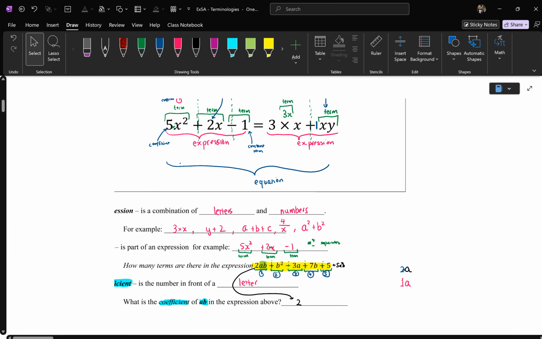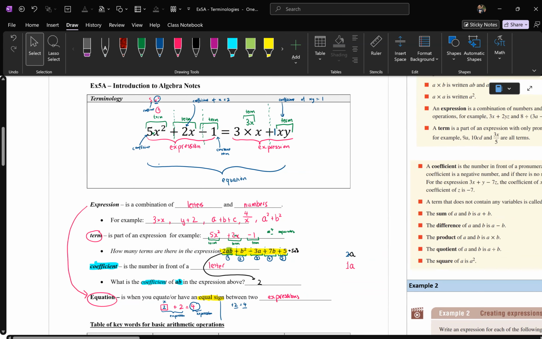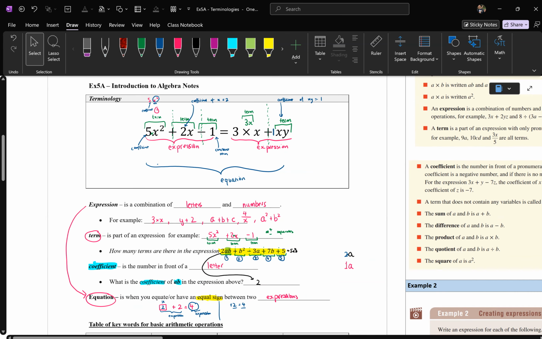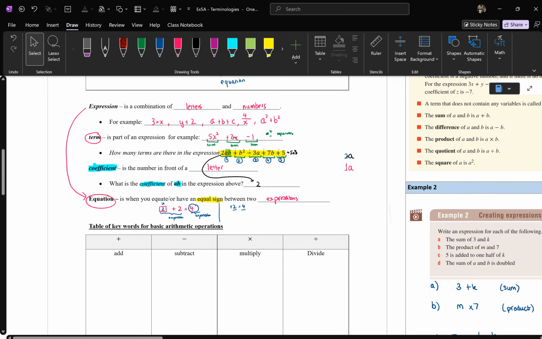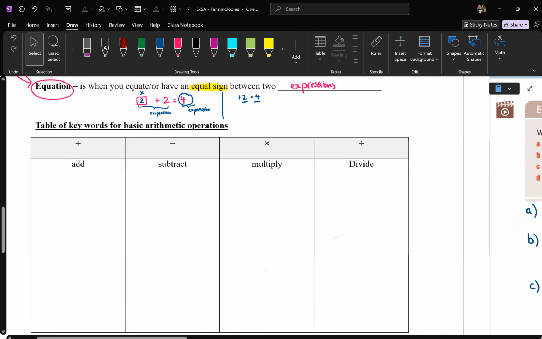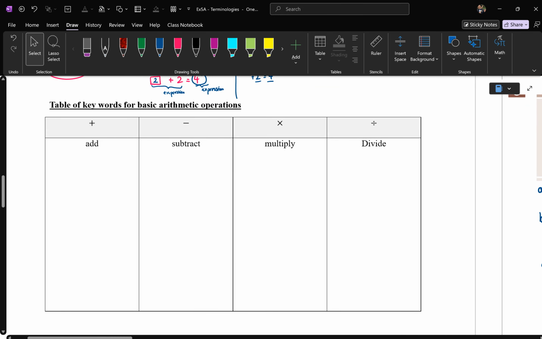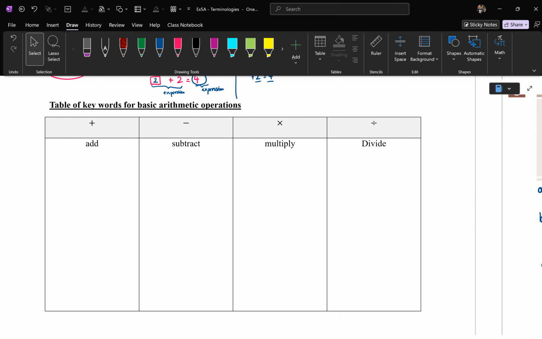Okay, so that's all the terminologies that you need to know for exercise 5A. You need to know what is an expression, a term, a coefficient, and an equation. Let's do an example. I'll fill in this table later, but these are just some of the key words that you need to know about: what is add, what's another word for add, what's another word for subtract, multiply, and divide, but we'll come back to this.